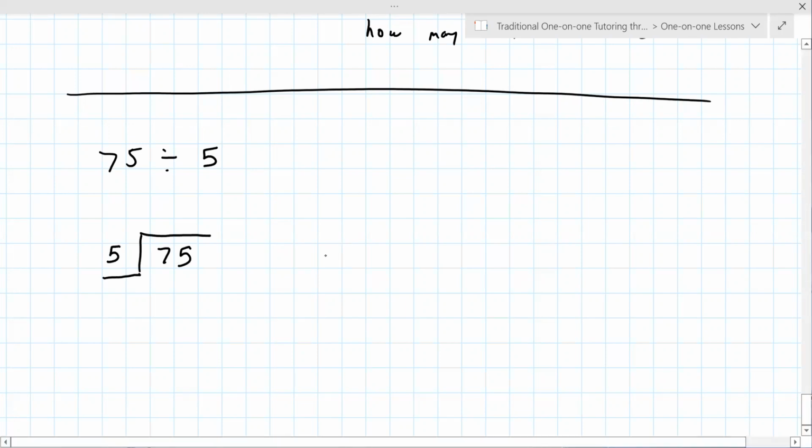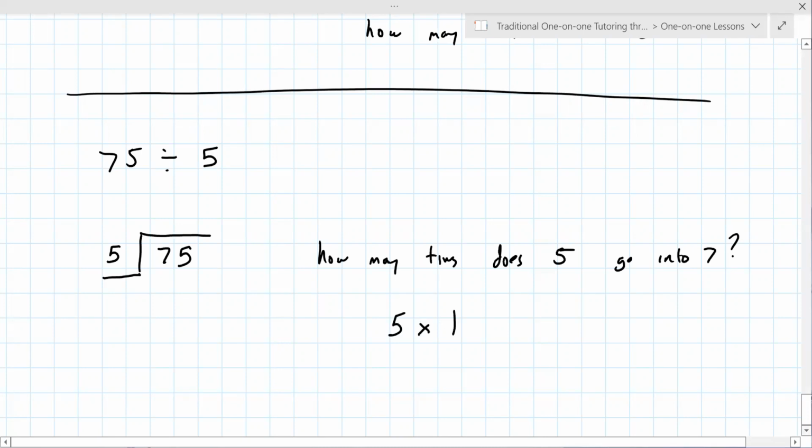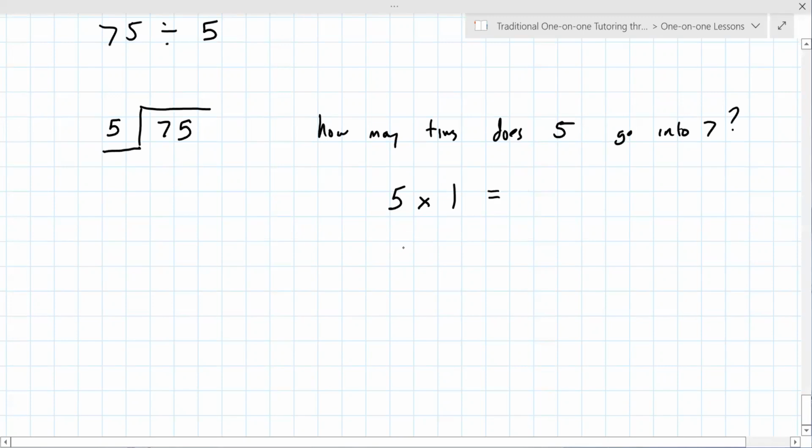So it's the same question. How many times does 5 go into 7? So it could be 2. Okay, could be 1, could be 2, could be 3. We don't really know. We have to multiply. What is 5 times 1? 5. Okay, what is 5 times 2? 10.